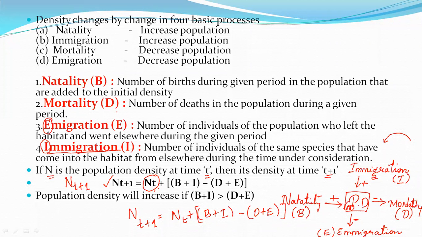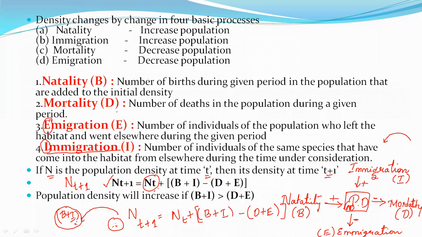Now for example, take this. Now this is a particular small area. Here B plus I is more. It's because birth rate is also increasing and the organisms coming from one place to other place, the organisms coming from this place to this place are also more. Okay, immigration is also more.